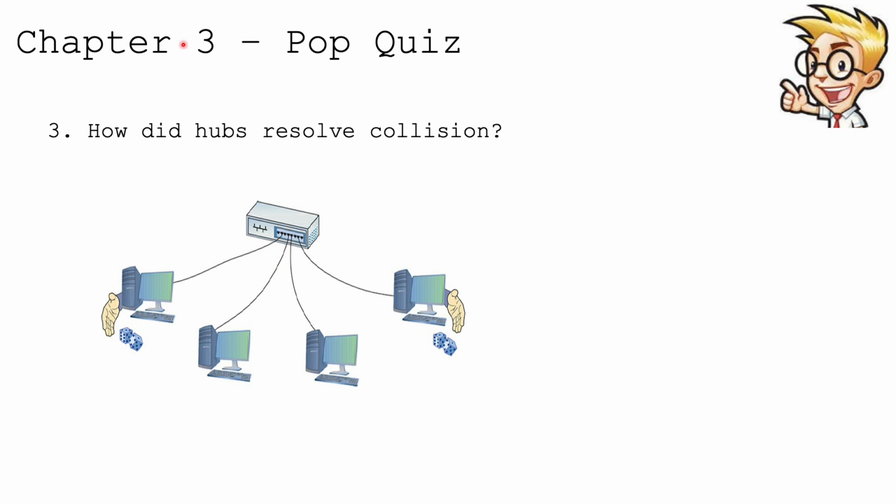Okay, and the last one, how did we resolve collisions? Do you remember that? So hubs were not so intelligent and they wouldn't switch or route, so they had to roll for a number and make a queue and wait for the data that was repeating on the hub. And if they did this correctly, there would be no collision.